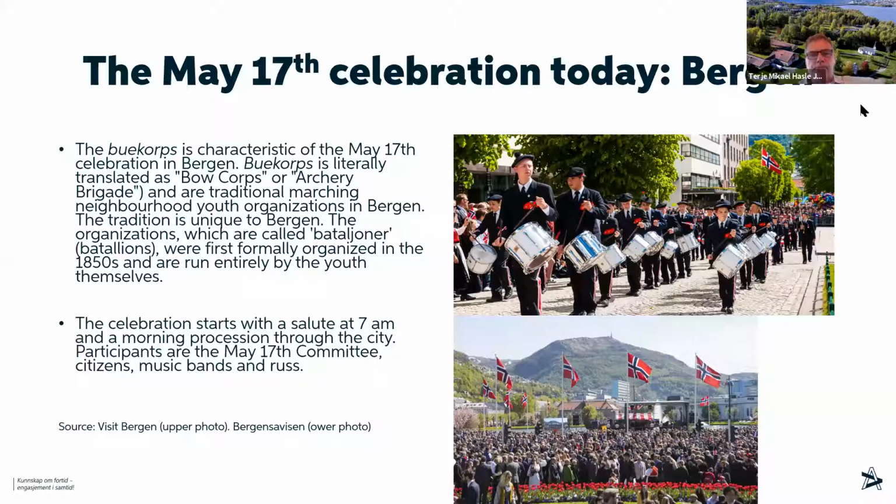And the celebration in Bergen starts with a salute at 7 a.m. and a morning procession through the city, where the buekorps is one of the participants. And also the 17th of May committee with the citizens and music bands and Russ.